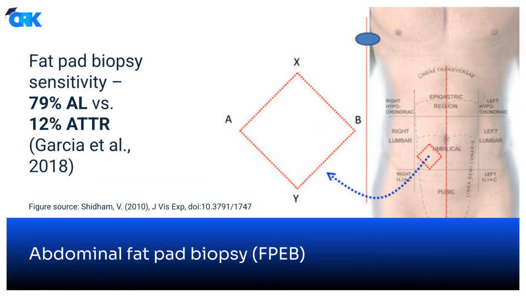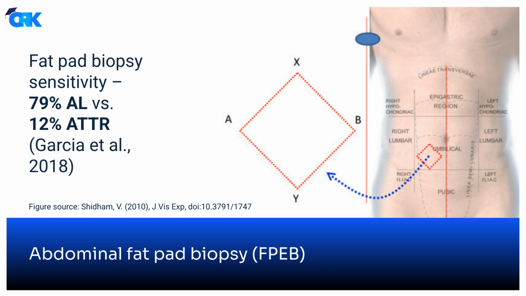Fat pad biopsy, also known as FPEB, is a simple, outpatient procedure often used to detect systemic amyloid deposition. It has good sensitivity for AL amyloidosis, around 79%, but it performs poorly in ATTR cases. In fact, according to Garcia et al., 2018, its sensitivity drops to just 12% in cardiac ATTR. That means a negative fat pad biopsy does not rule out ATTR-CM.